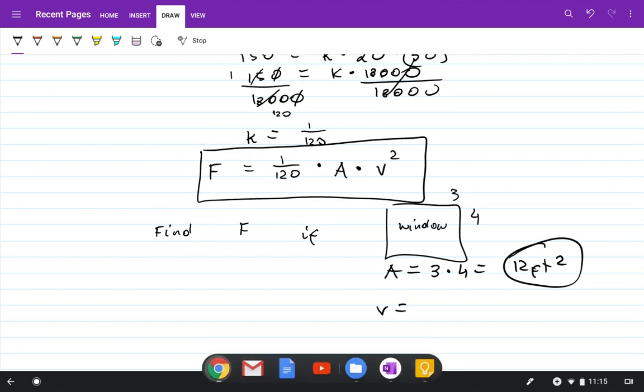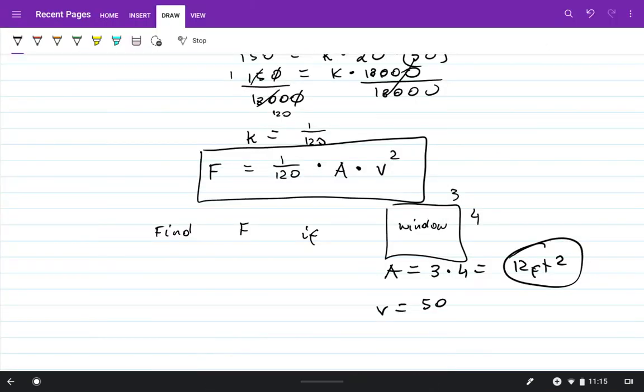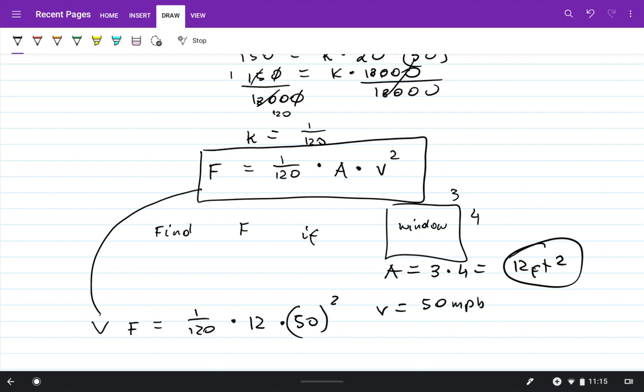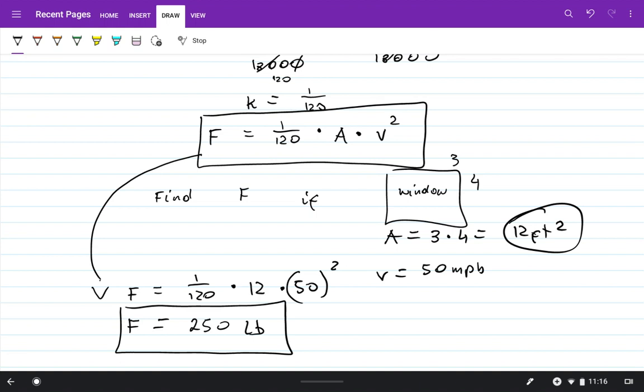Let me just go back quickly. 50 miles per hour. Okay, so we're going to use that formula to find the force. It's equal to 1 over 120, the constant of proportionality, times the area, which is 12, times 50. Don't forget that we need to square that speed of the wind. Evaluate that, and that will give you 250. And since we're talking about force, the units of force is pounds. So that's the answer.